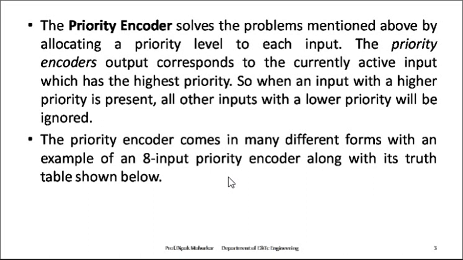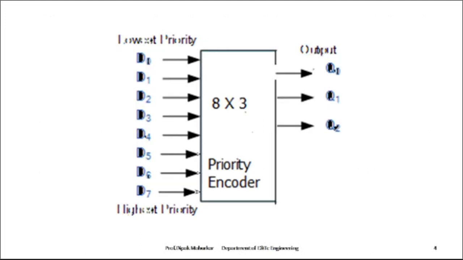The priority encoder comes in many different forms, with an example of an 8 input priority encoder along with its truth table shown below. See now, this is the priority encoder, with 8 inputs and 3 outputs. It means that it collects 8 inputs at a time and converts them into 3-bit outputs.